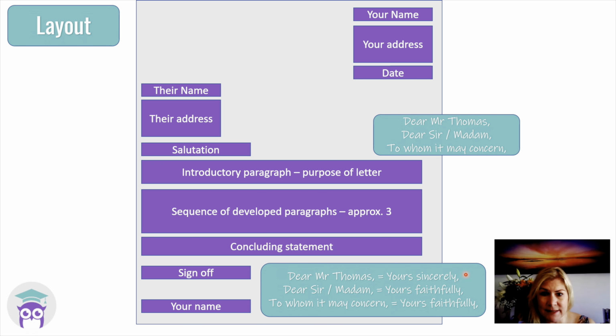Now, here's the thing. If you know the person's name and have stated their name, dear Mr. Thomas, dear Susan, then you're going to sign off with yours sincerely. If you don't know the name of the person you're writing to and you've gone with a dear sir, madam, or to whom it may concern, you're going to go with yours faithfully. Then you pop your name. And if it was a typed letter, you'd print your name a few lines down and then you'd sign it in the space with your little signature. Okay, so that's the way that it should look. And if you get a letter task in your English language exam and you choose to do that one, do set it out as a letter.